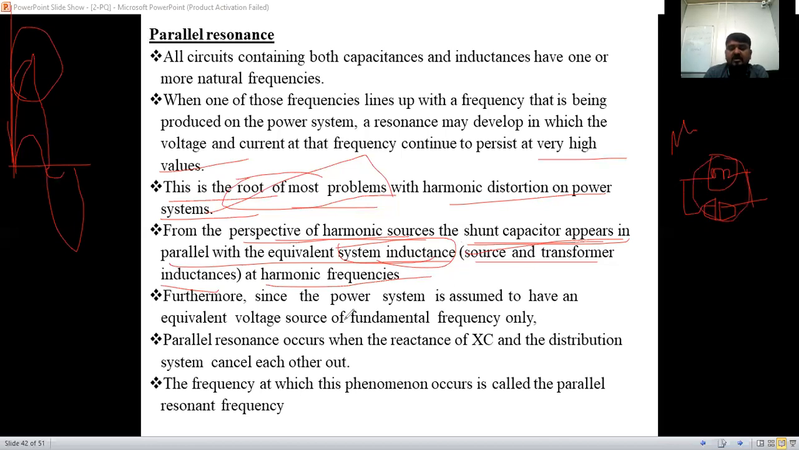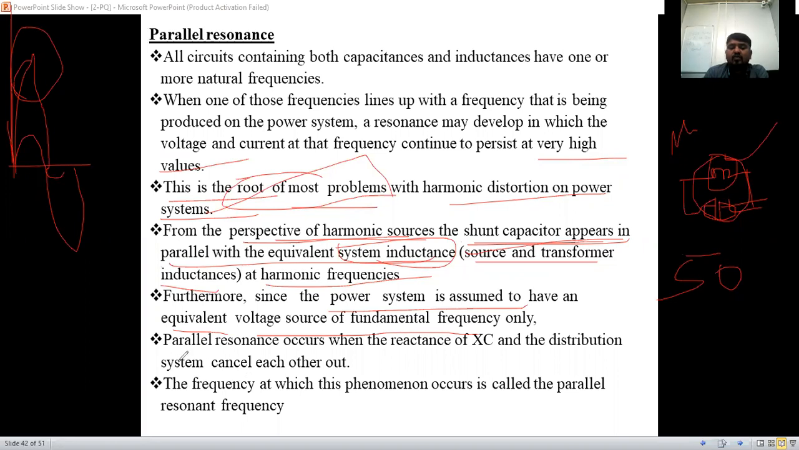Now, since the power system is assumed to have an equivalent voltage source of fundamental frequency, our requirement is that this system should give the equivalent voltage of fundamental frequency only. Fundamental frequency is 50 Hertz only. But here inductances are there and capacitances are there, and they have one or more natural frequencies.